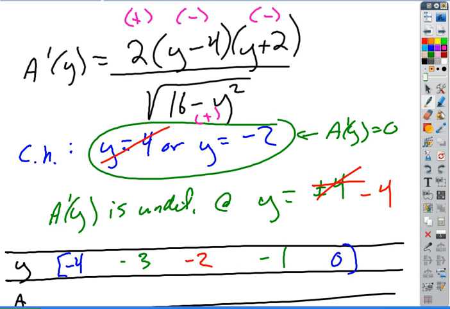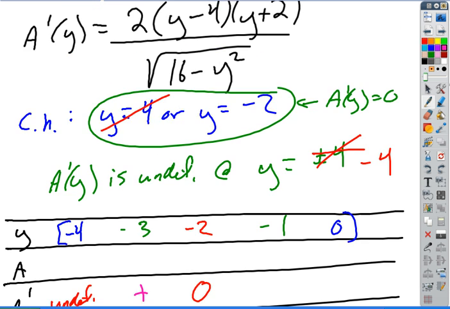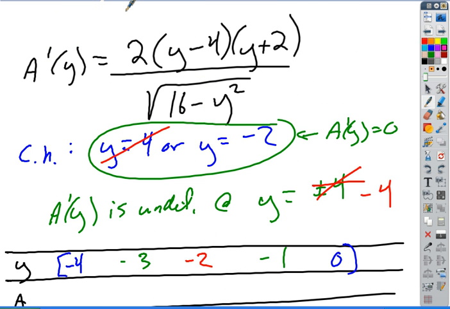Now what if I go at -1? See the same thing. At -1, I'm going to get positive, negative, positive, positive. So positive times negative is negative in the numerator divided by positive in the denominator. Negative.